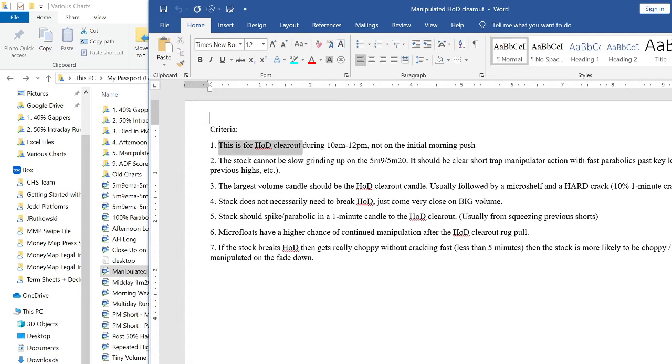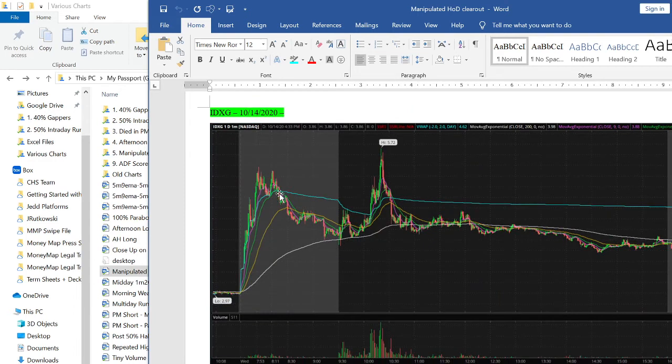So this is for a clear out usually between 10 a.m. to 12. This does not include clear outs on the initial morning push. That is a different sub pattern that needs to be studied differently. So high of day clear out between 10 and 12, right? Usually what that means is the stock goes up, shows weakness at market open, and then pushes up. By the way, it could be a little bit before 10, like 9:45, but usually not after 12. Usually it's in this time frame.